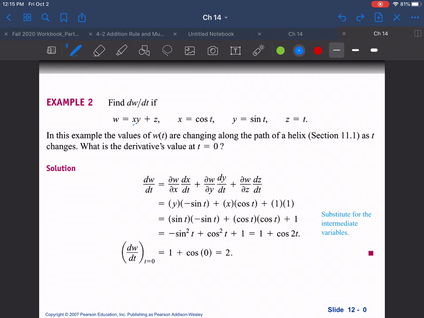dx/dt would just be negative sine from there, so that's that right there. Do the other 2 terms, start combining and reducing, and so then you get your ultimate result, dw/dt, and then you can go ahead and plug in t equals 0 and get a value of 2. All right, so not really anything more to understand there. It's just you do that extra step of also including it for the 3rd variable.